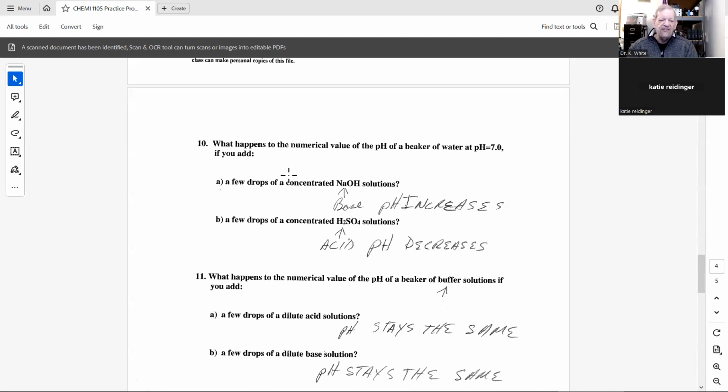Now, let's look at 10b. What happens to the pH of a beaker of water at pH 7.0 if you add a few drops of concentrated H2SO4 solution? I don't know why I have solutions. It should just be solution.